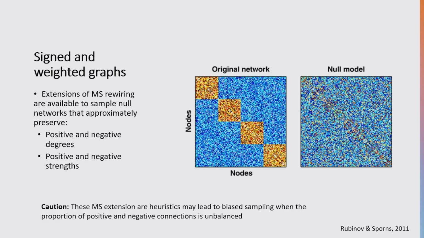Now, the original Maslov-Sneppen rewiring algorithm was only for binary and undirected graphs. But Rubinov and Micah and Ruben and Olaf proposed some extensions to the basic rewiring algorithm that allow us to apply it to signed graphs. So that's when we've got positive and negative edges, potentially inhibitory or excitatory, as well as weighted graphs. So rather than preserving the node degree, we can also preserve node strength. These extensions are heuristics, and sometimes they don't work. I won't go into the details there, but I'd be happy to discuss that with you after.